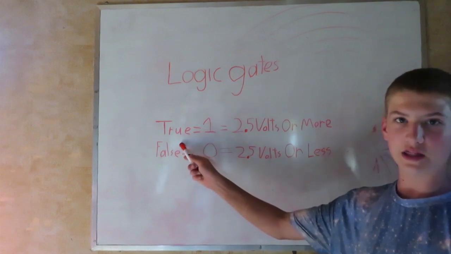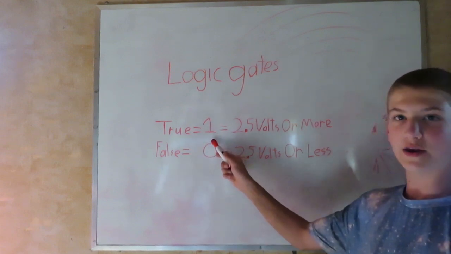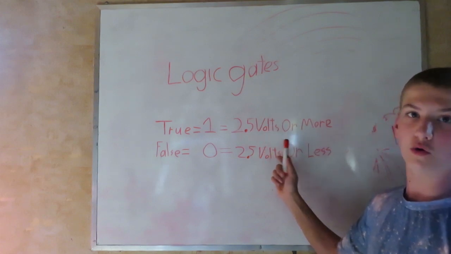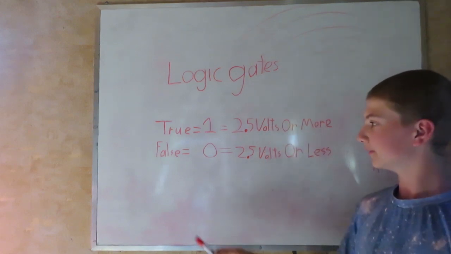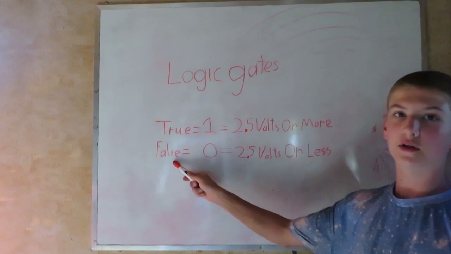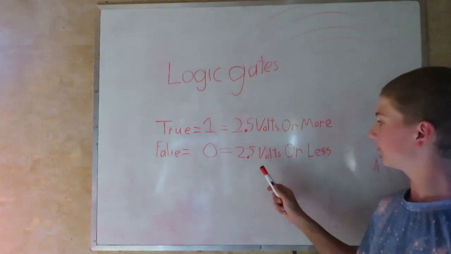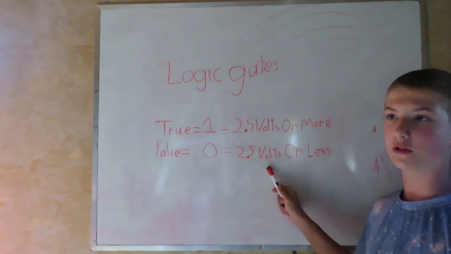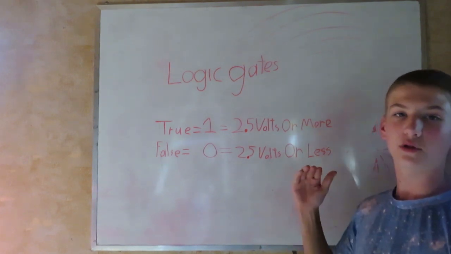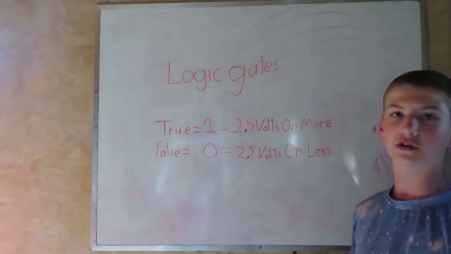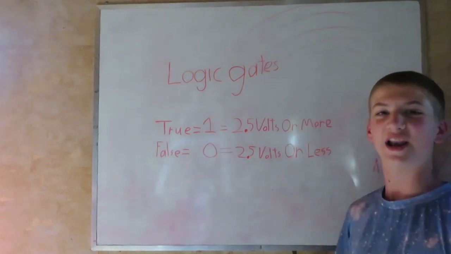So true is a statement that equals 1 in binary, and electrically that'd be 2.5 volts or more, basically a voltage. False, another statement, is 0 in binary and 2.5 volts or less. I guess some chips, below a certain voltage, will classify that as 0 or false. So, alright, let's move on.